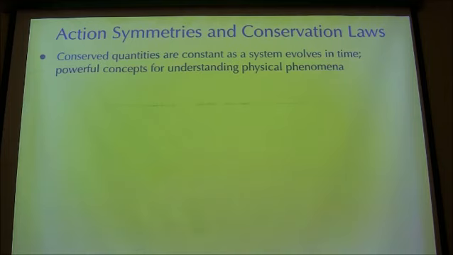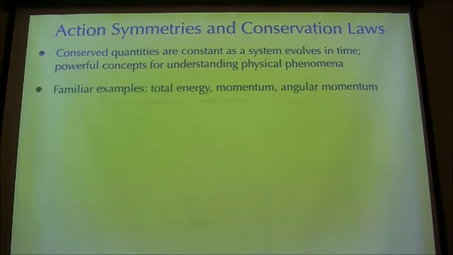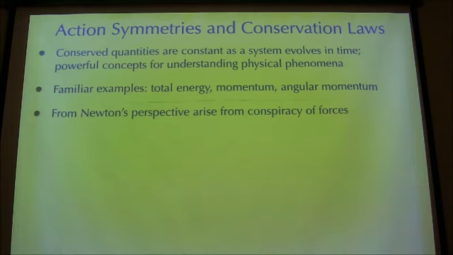Now, conserved quantities are quantities that are constant as a system evolves in time. And so if we can catalog enough of these, then we'll start to develop some very good descriptions of physical phenomena. Familiar examples to you would be conservation of total energy, conservation of momentum, angular momentum, and so on. But other things such as conservation of electric charge would also be examples. Now, Newton's perspective on this would really be that these conservation laws are some sort of conspiracy of forces.